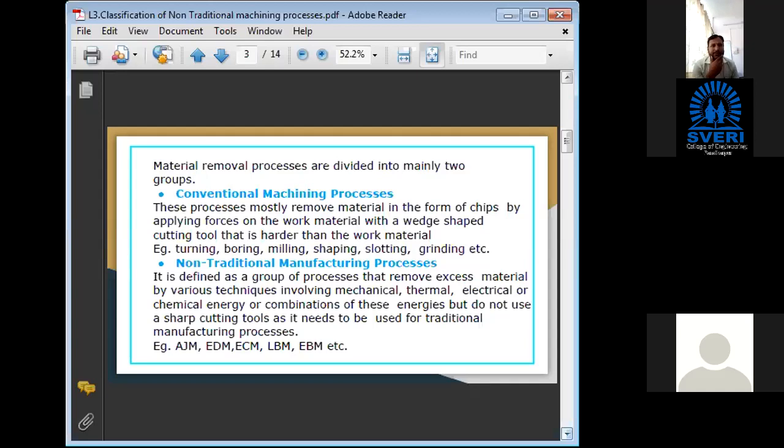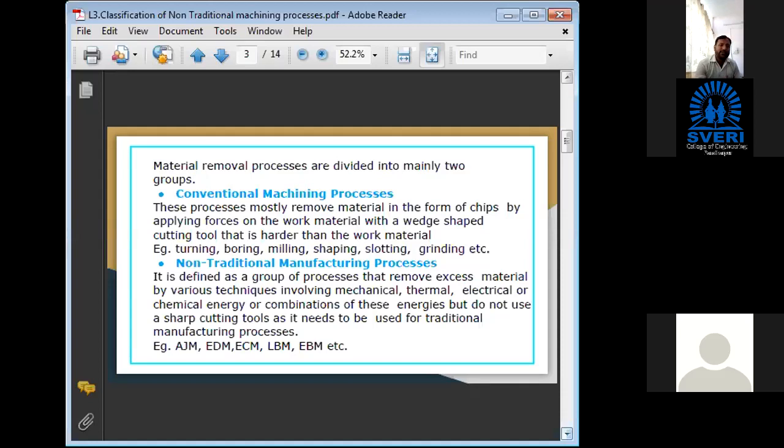Now, what are the conventional machining processes? These are the processes that mostly remove material in the form of chips by applying forces on your workpiece with an edge-shaped cutting tool that is harder than your workpiece material. That means the hardness of your tool material should be higher than your workpiece material. Which are the conventional machining processes? We know them: turning, boring, drilling, slotting, shaping, milling, grinding. All are conventional machining processes.